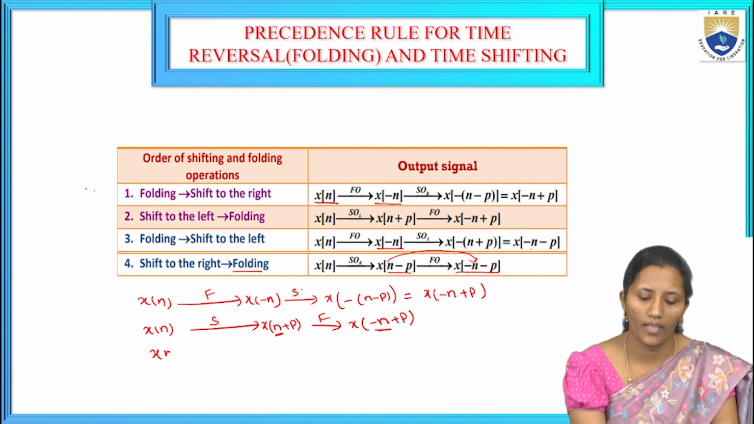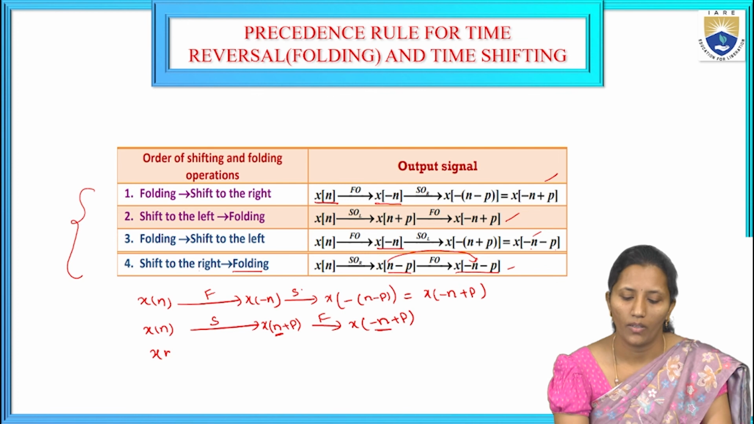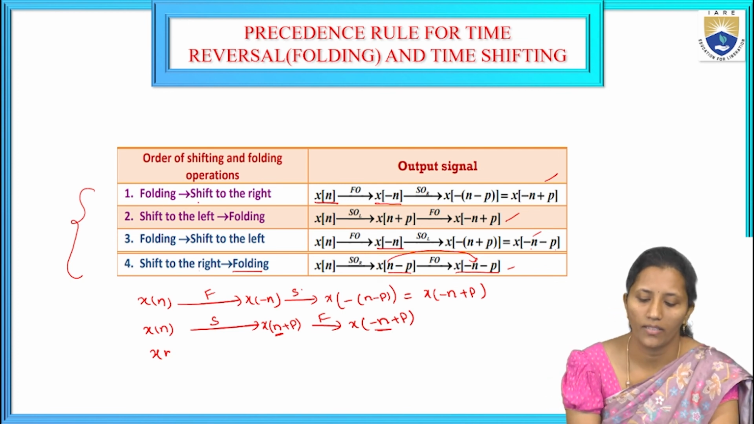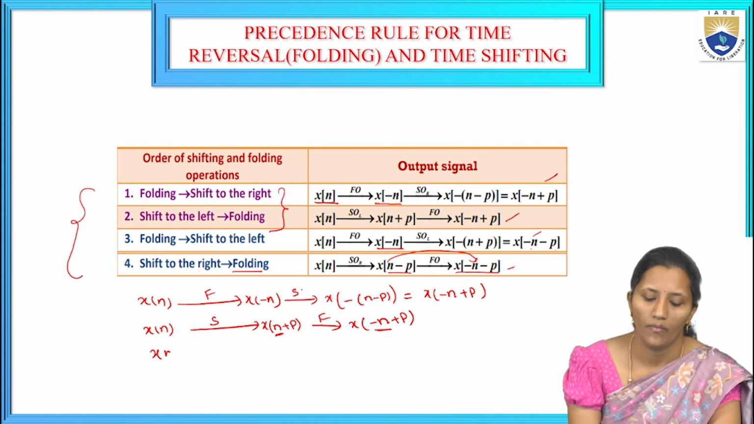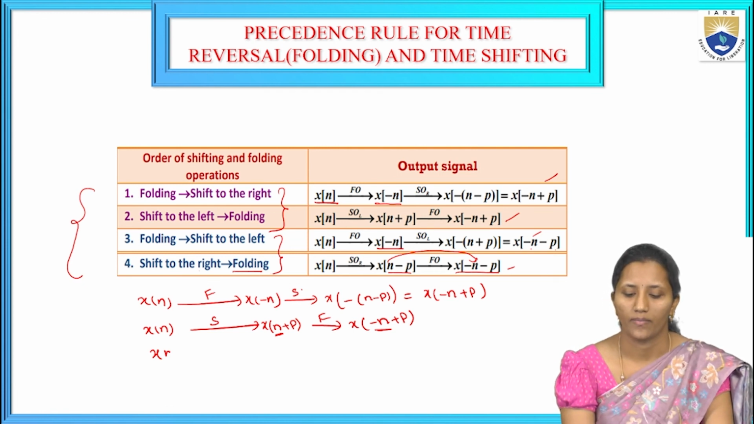So these are the different shifting and folding operations. We are getting different results here. If we want to do folding and shift to the right, or shift to the left and folding, these two operations will give you the same signal. For folding of the signal, then shifting to the left or shifting to the right, and if you want to fold, these two operations will get the same answer.